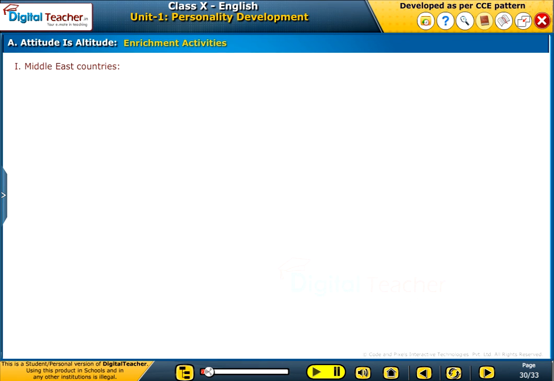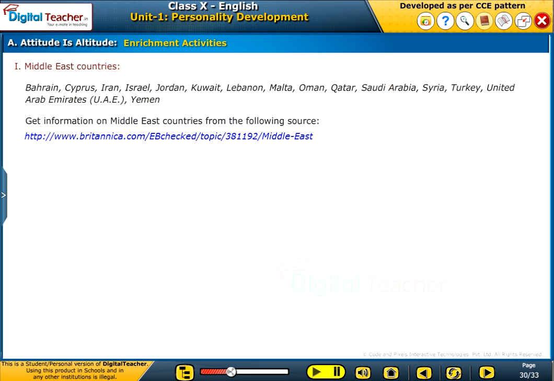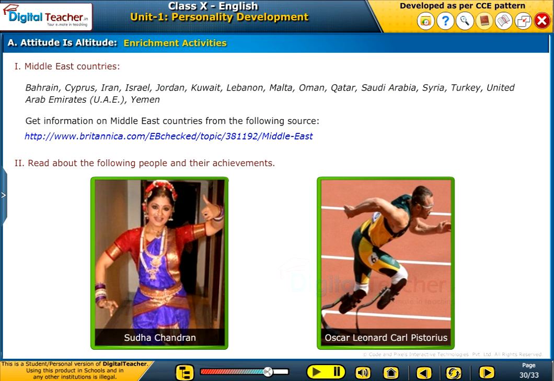As part of the culture section, know more about Middle East countries by using the given link. Try to read about the following people and their achievements. Sudha Chandran, who is a classical dancer, and Oscar Leonard Carl Pistorius, who is a South African sprint runner.